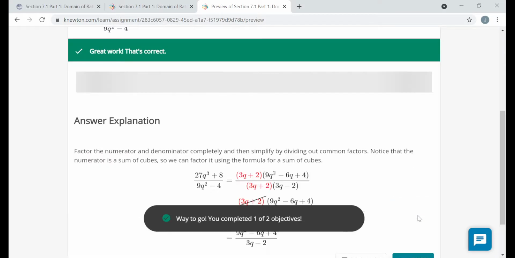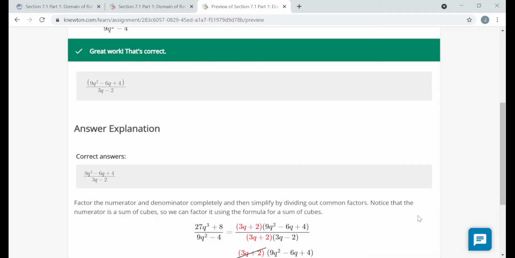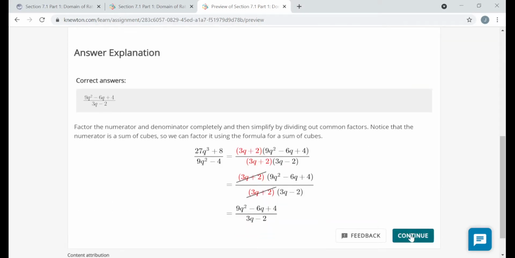All right, great. So done with that one objective. Simplifying rational expressions: you factor the numerator, factor the denominator, cancel any common factors. It's simple as that. So obviously the key is to know how to factor.